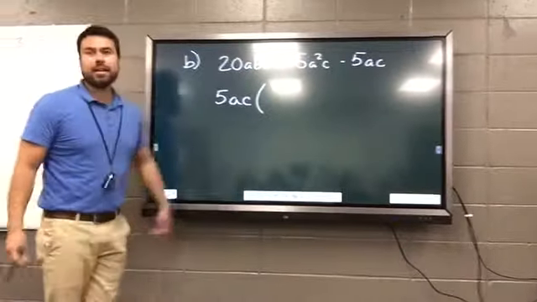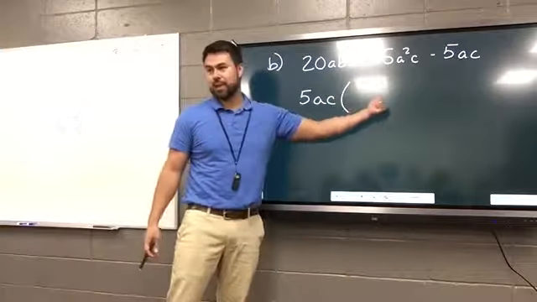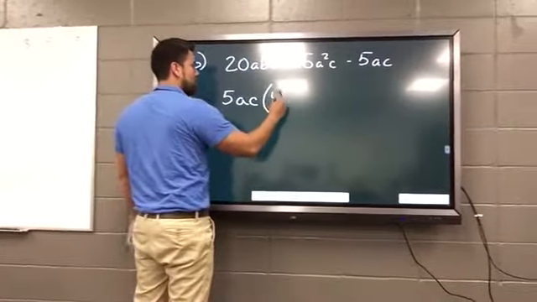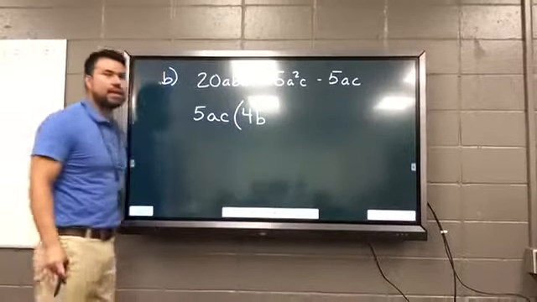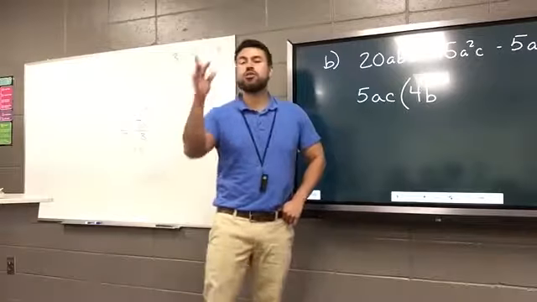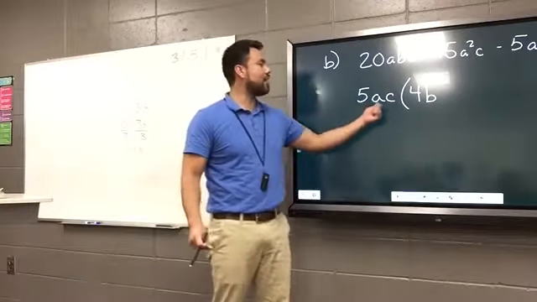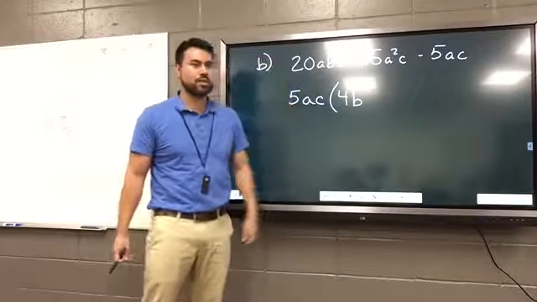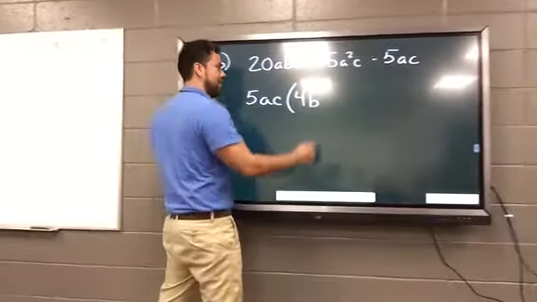Okay, somebody tell me what goes in this blank right here, this first blank. Benton? 4B. And you're like, nice guess. I don't know how you're supposed to figure it out. You can check yourself instantly. What's 5AC times 4B? 20ABC. That works.